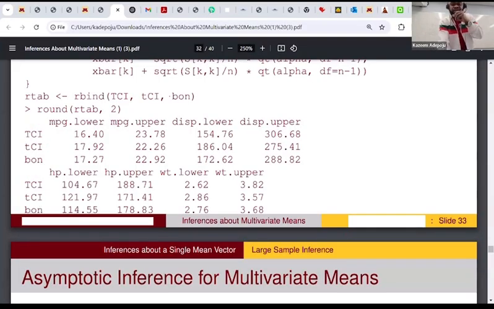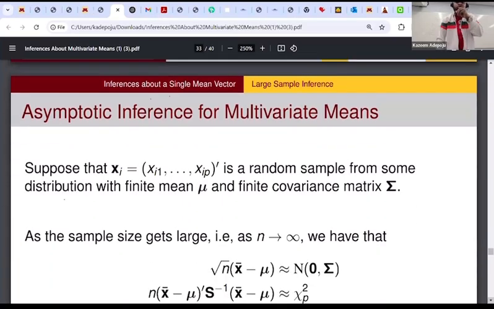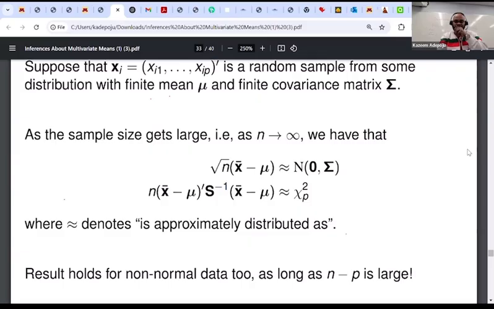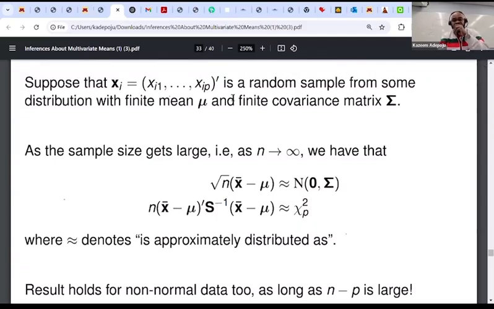Now we have another way, asymptotic inference. When we talk about asymptotic inference in multivariate means, asymptotic means when sample size increases. That's what we call asymptotic, when I have a sufficiently large sample. Now suppose we have X1 to Xp, a random sample from some distribution with a finite mu and a finite covariance. What happens to the distribution when sample size tends to infinity? The distribution converges to a multivariate normal.